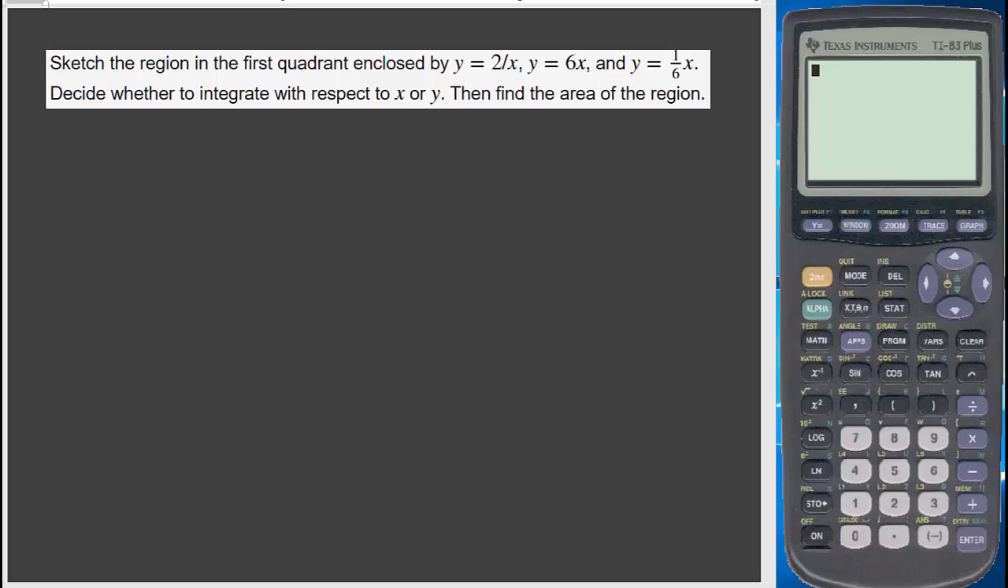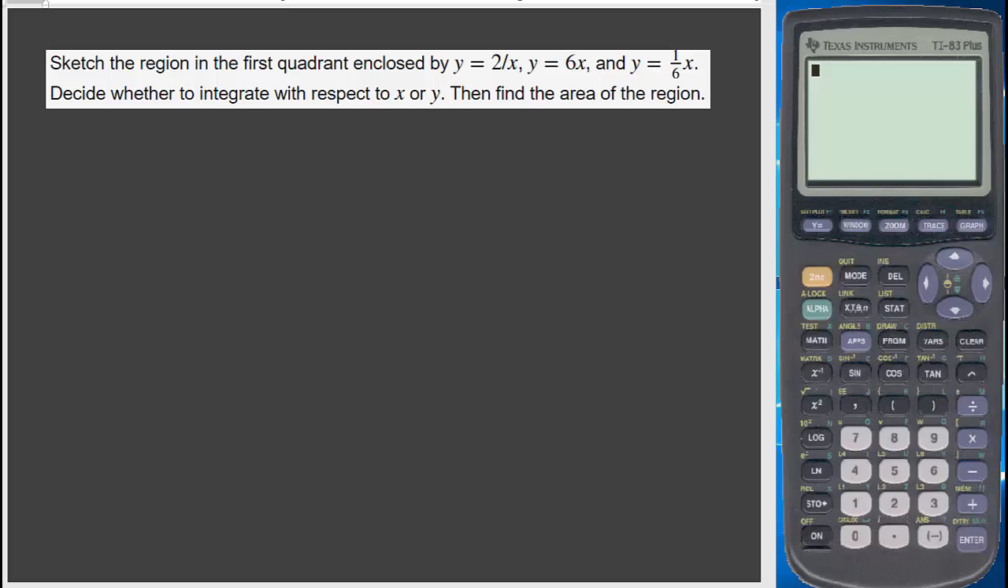Now let's look at an example where we have three graphs and we want to find the area of the region that's enclosed by them. So in this case, we have y equals 2 over x, y equals 6x, and y equals 1/6 x. And we want the region in the first quadrant that's enclosed by these three.